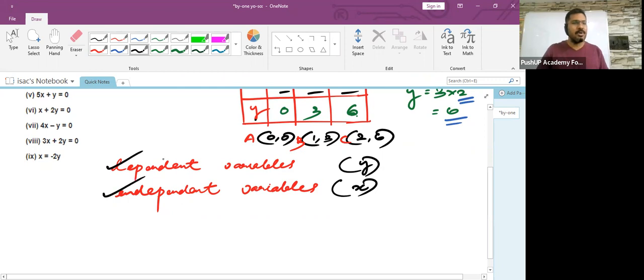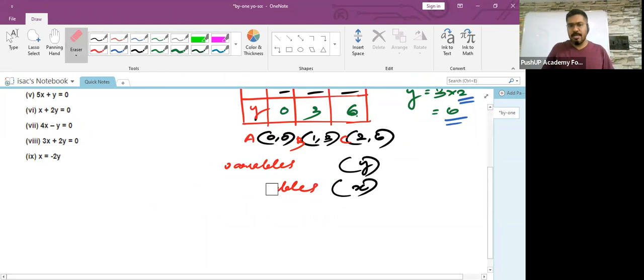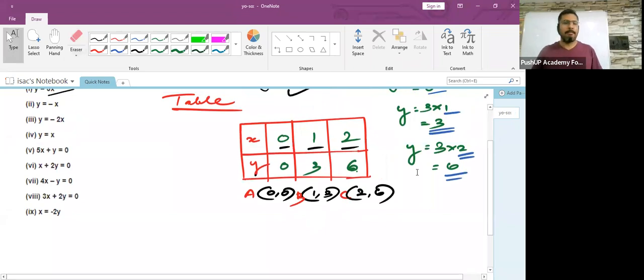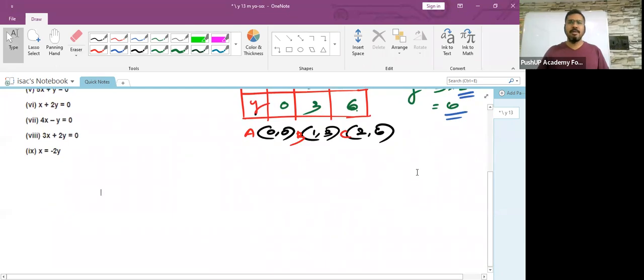And variable x is what? Independent variable. Am I clear? I'm talking sense, right? All right. So children, here you got to know what is the meaning of independent and dependent variables. No need to learn the definitions. You just remember the logic. Okay, fine. So let us start plotting the points on the graph paper.